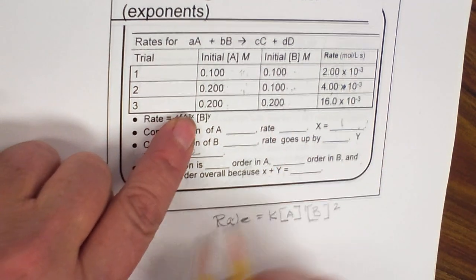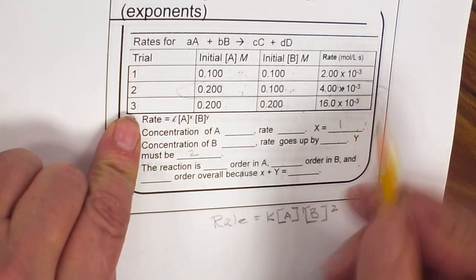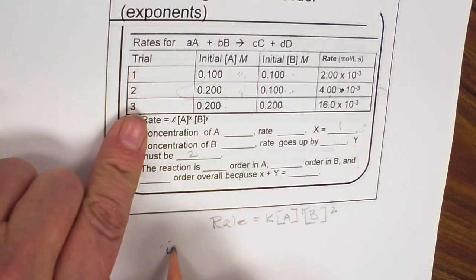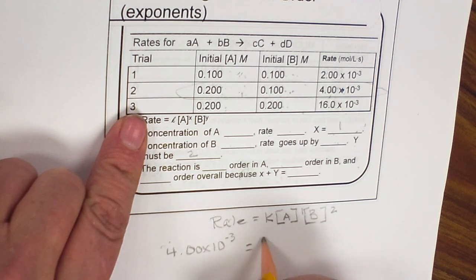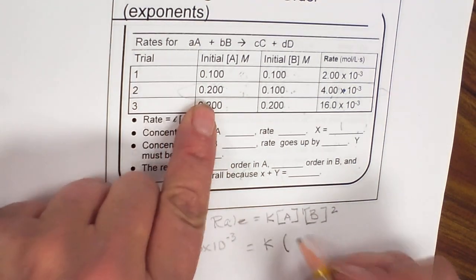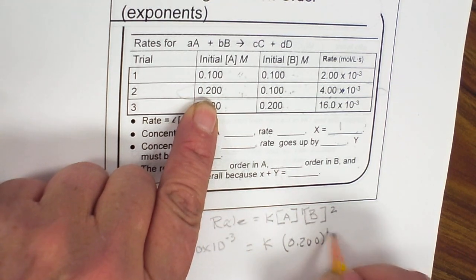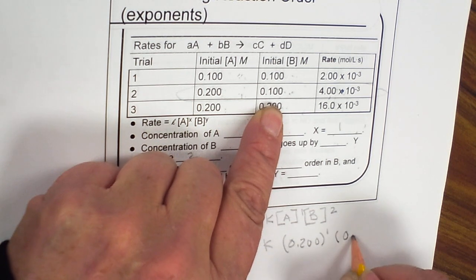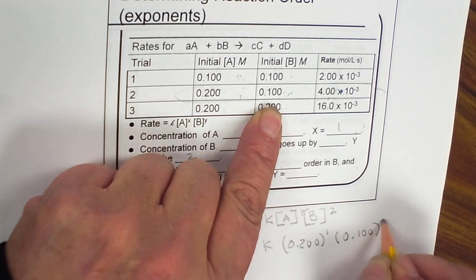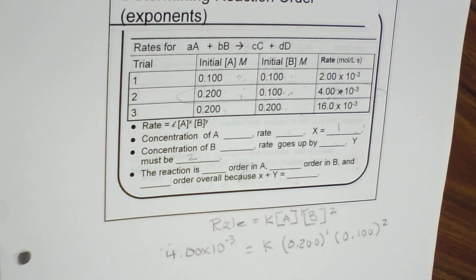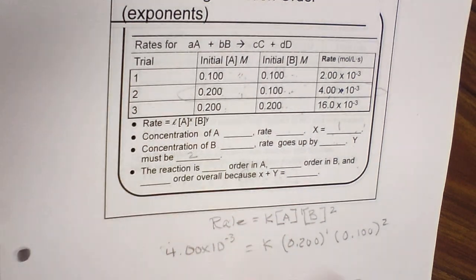So let's plug in. I'm going to take this one in the middle. I'm going to take my rate, 4.00 times 10 to the minus 3. That's my rate, which is equal to K times my concentration of A, to the 1, times my concentration of B, squared, and I'm done. See what I'm doing? And now can I solve for K? Yes, I can. At this temperature, for this reaction, this will solve for my K.